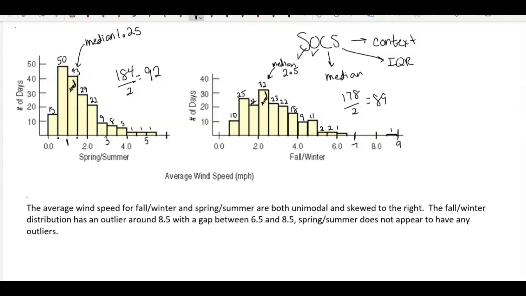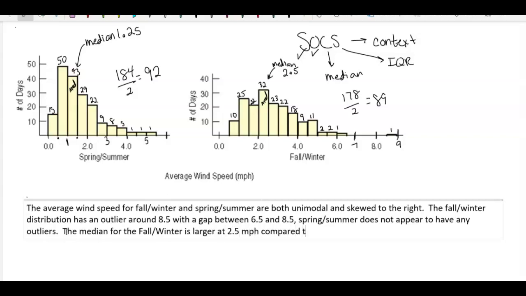But here's the thing that's important. Remember that when you're comparing distributions, you have to use comparison words. So the most important thing that I say is I'm going to say the median for the fall, winter is larger at 2.5 miles per hour compared to spring, summer at about 1.25. And I should say larger at about. Okay. And again, you have to have this word. If you do not have a comparison word, it's wrong. You have to use comparison words.